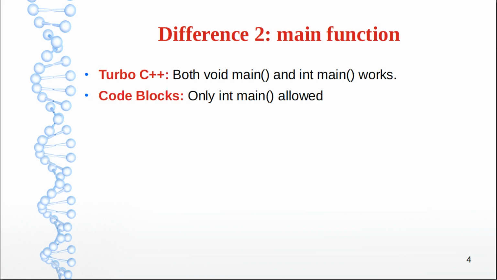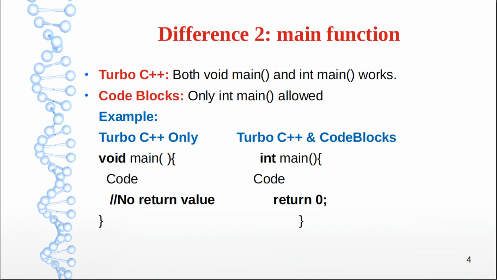The next difference is in the main function. In TurboC++, both void main as well as int main work. But when we work with Code::Blocks or GCC compilers, only int main is allowed. For example, here we can write void main, so a return value is not required. But here, since we have written int main, we have to give return followed by a numerical value.